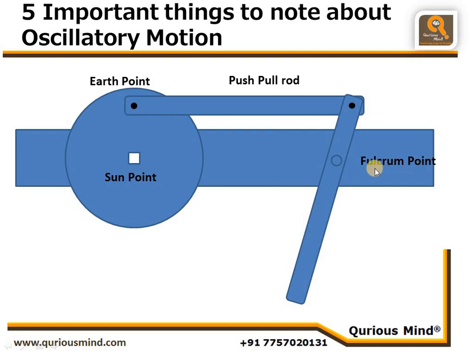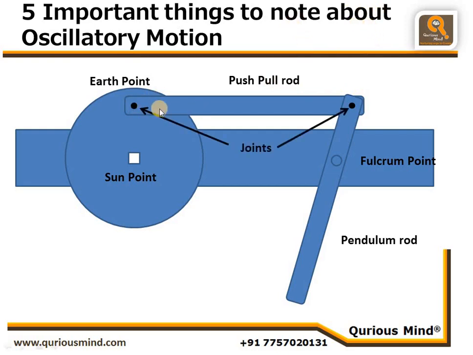Then we have fulcrum point, which is connected to the base tightly. We use 1-inch bolt or 1.5-inch bolt. And finally we have pendulum rod. Again, a single bar. At one end we need to create a hole using flat rotator, and that end is connected to the push-pull rod using another nut and bolt, again connected very loosely because we need it to move.